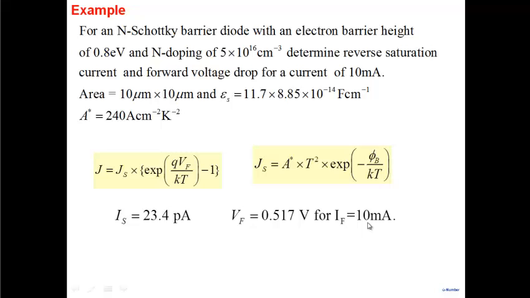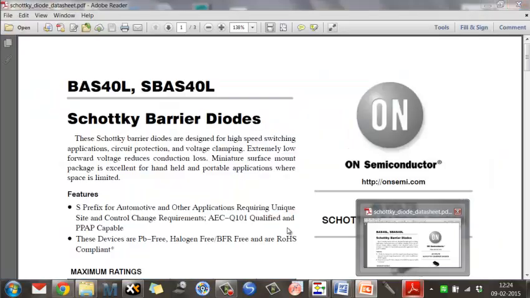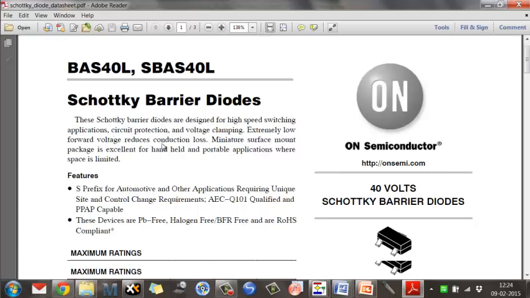So one of the qualities of a Schottky diode is what? For the same current, you require a much lower voltage. That's one of the major advantages here. I want to show you a data sheet of a Schottky barrier diode. I just picked it from the web. See how these manufacturers are selling this Schottky barrier diode.